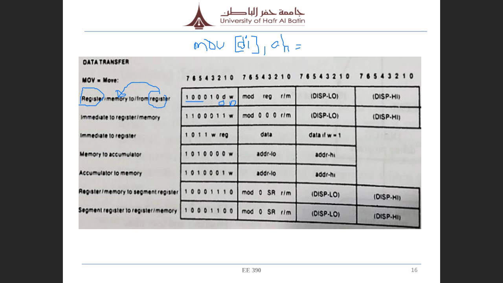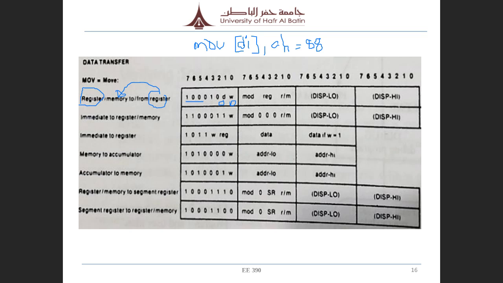1000, which becomes 8, and then again 1000, which becomes 8. So 8 8. Okay, the first byte is 88. What about the second byte, MOD?